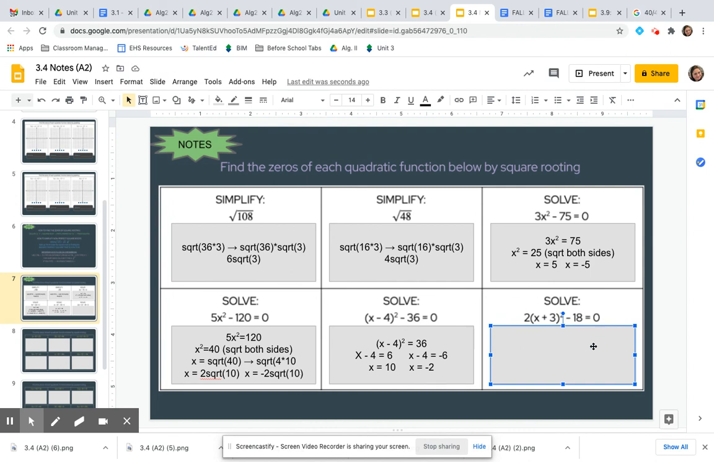And that's where I'm going to stop there. Actually, I'll type over here really quick. I'm going to do this one really quickly. I'm going to add the 18 to the other side. Then I'm going to divide by 2. And then the square root of 9 is 3. So I get x plus 3 equals 3, and x plus 3 equals negative 3. Now I need to subtract the 3 from both sides. Either x equals 0 or x equals negative 6.